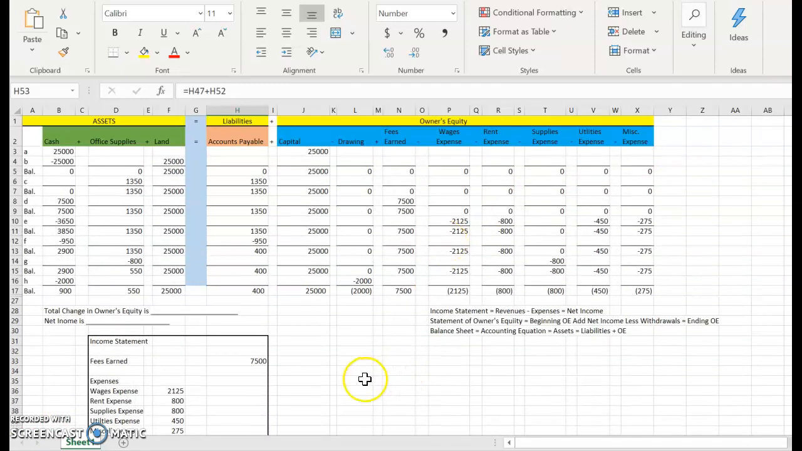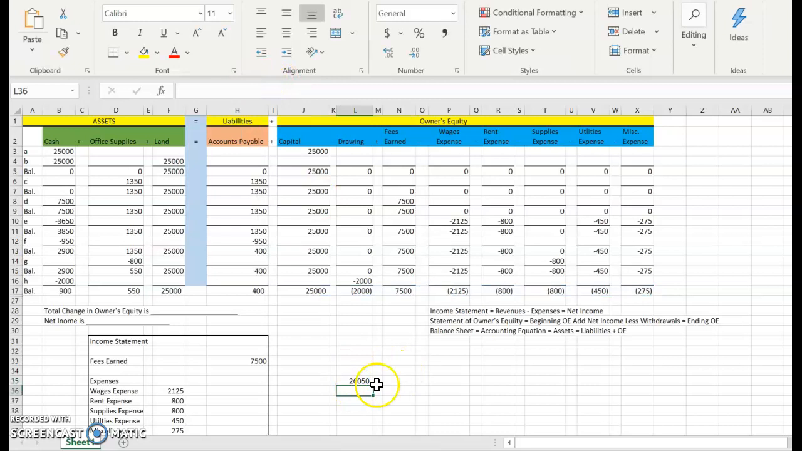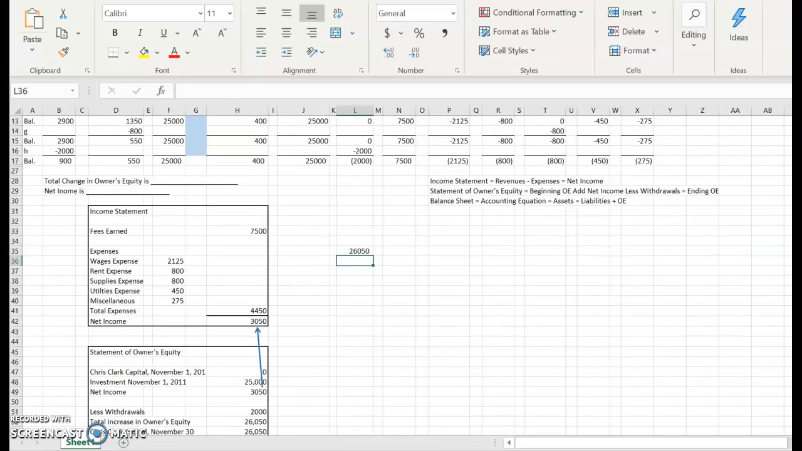Also, if you were to go up here and take all of these numbers and sum them, you will get $26,050, because owner's equity represents all of these numbers, which are included on the income statement and the statement of owner's equity.